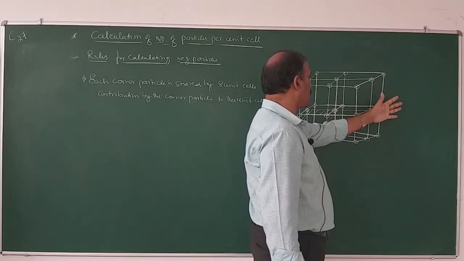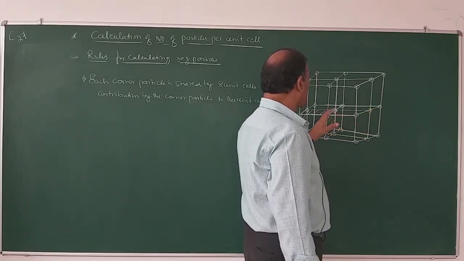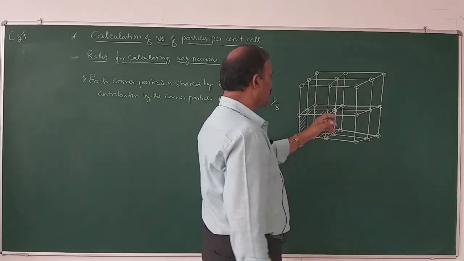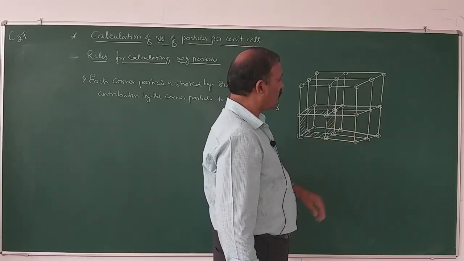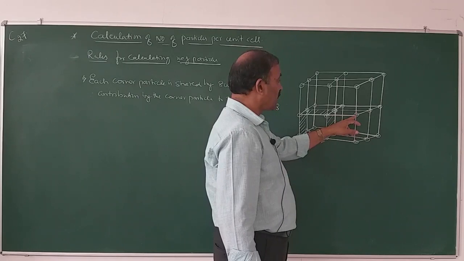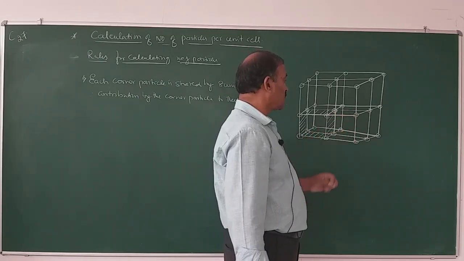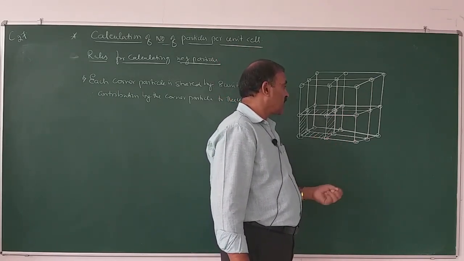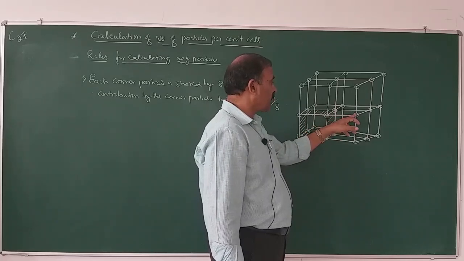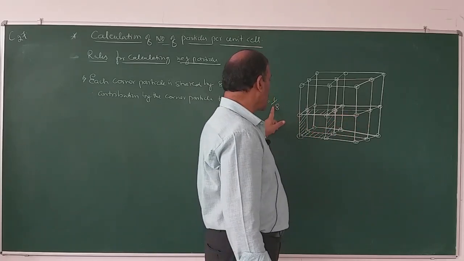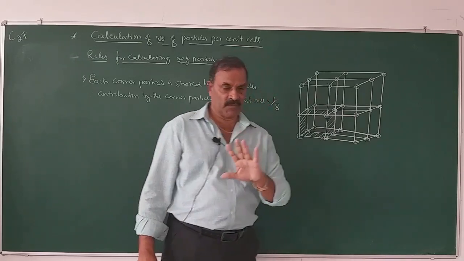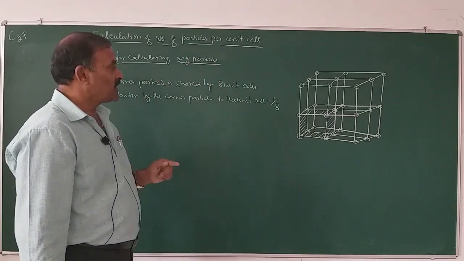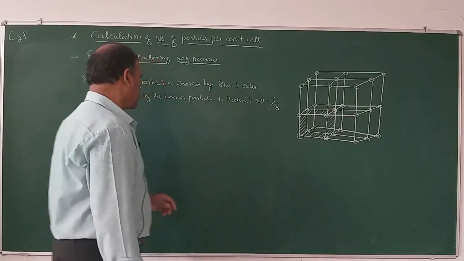So this portion I have not written. So for this particle, it appears that there are 8 unit cells here. Similarly, for all other corner particles, each corner particle is attached to 8 other unit cells. Therefore, this corner particle is shared by 8 unit cells, and the contribution by the corner particle to each unit cell is 1 by 8. So if you cut an apple into 8 pieces, each piece is equal to 1 by 8. That is the meaning of this.